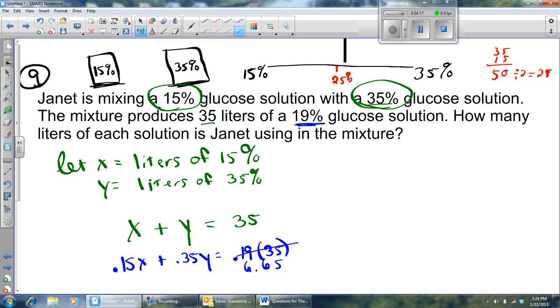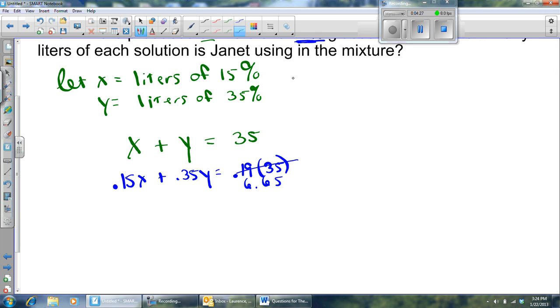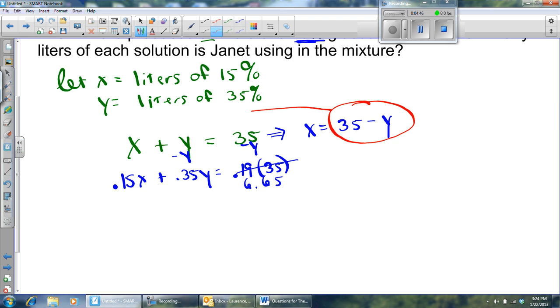All right. Now, Ashley asked me to do elimination in class. So for this one, I'm going to do it by substitution. I'm going to solve this equation for x. And so I'm going to subtract y from both sides. And I'm going to get x is equal to 35 minus y. Now, I'm going to take this 35 minus y, and I'm going to substitute it into the other equation. Always have to do it to the other equation.